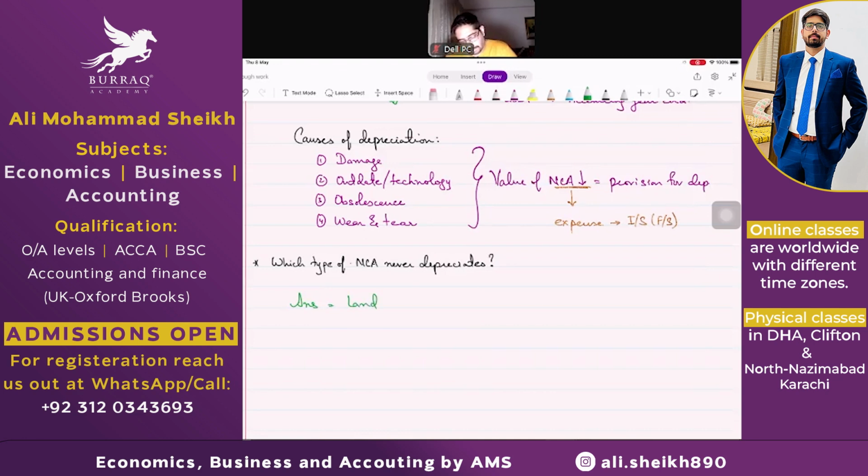The term which is combinedly used in the exam, or generally in the accounting world, is land and building. Okay. So a building can be depreciated because of use over time, but land never depreciates because land's value increases over time. A piece of land always increases its value over time. So the only type of non-current asset that never gets depreciated is land. For the theoretical part of the paper, you need to understand this as well.